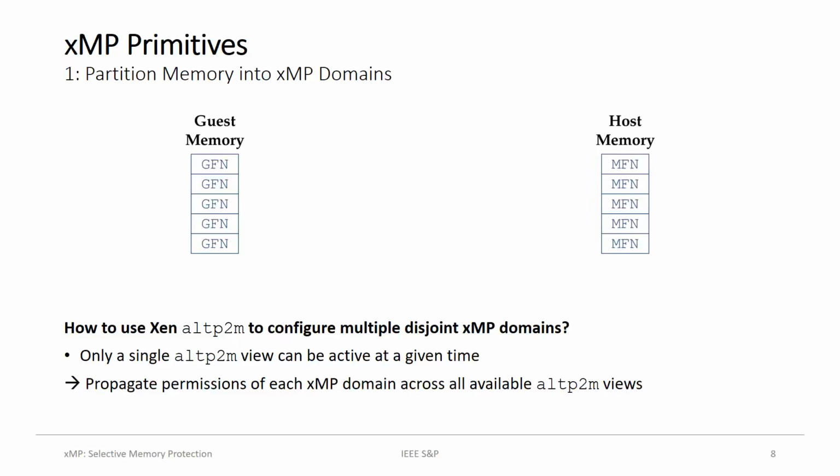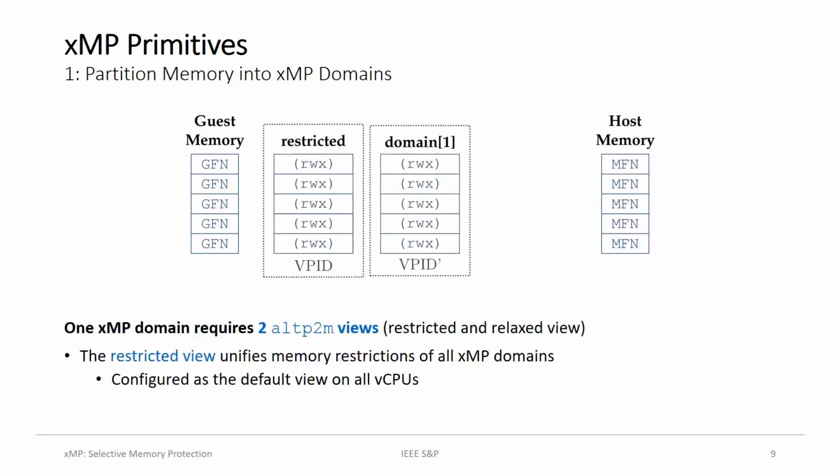My point is that we cannot simply associate one xMP domain with a single alt-P2M view. Instead, we have to propagate access restrictions of all xMP domains across all available alt-P2M views. Specifically, this means we require two alt-P2M views to set up one xMP domain. We dedicate one view, the restricted view, to unify the memory access restrictions of all xMP domains. This is the default view on all vCPUs. We use the second view to relax the restrictions or unprotect a given xMP domain and to allow access to its data.